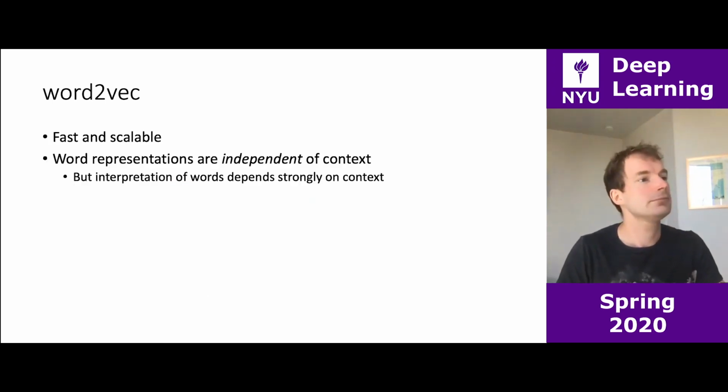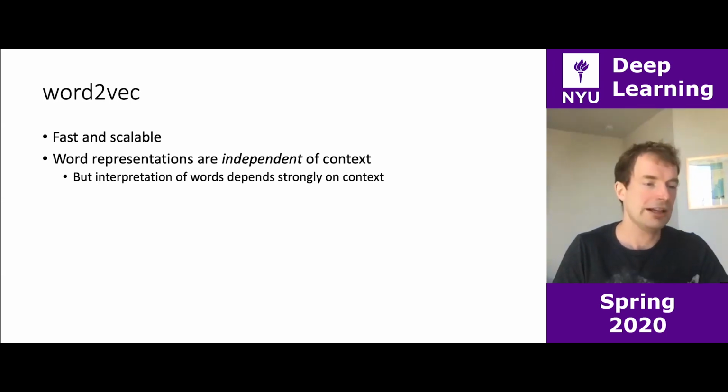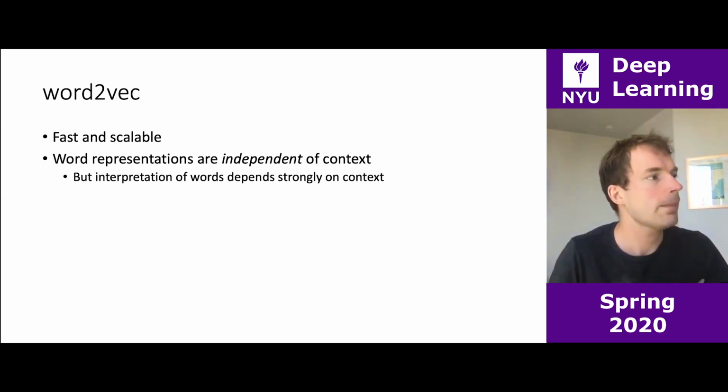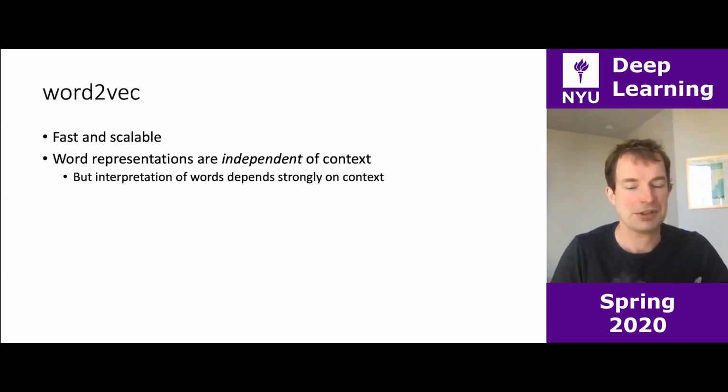Okay, so I mean, this was great. And the really good thing about this was that it's a really, really fast thing to do. So you could train this on billions of words of text even back in 2013. But there's a big limitation, which is these word embeddings are independent of the context.